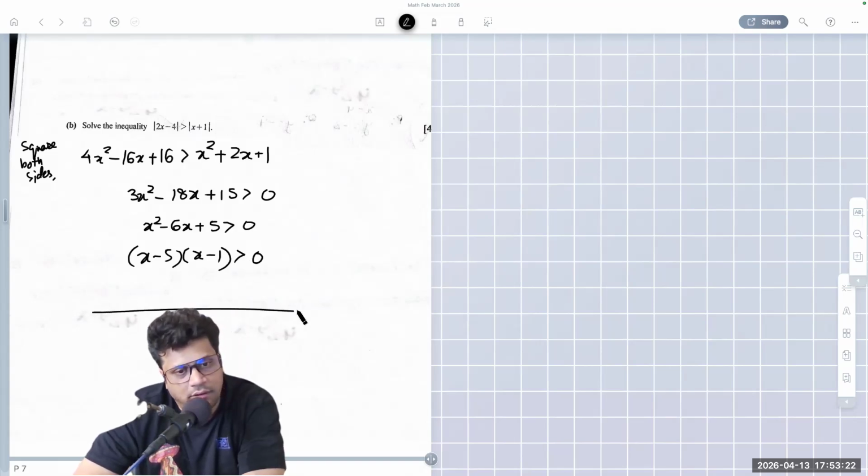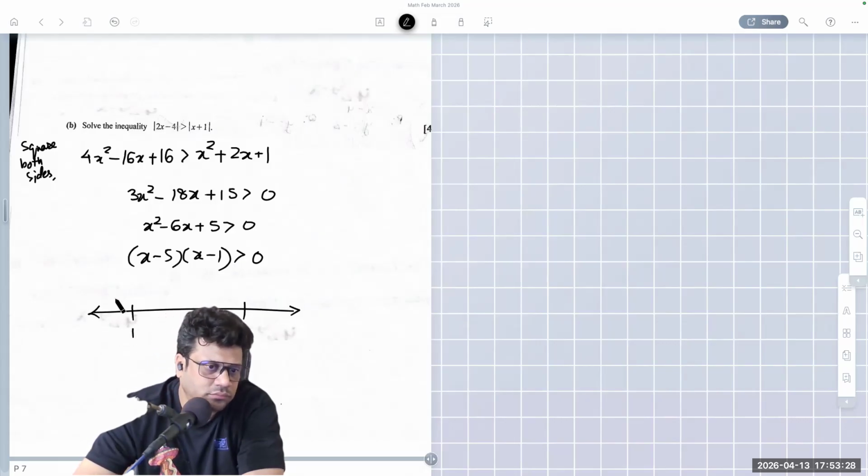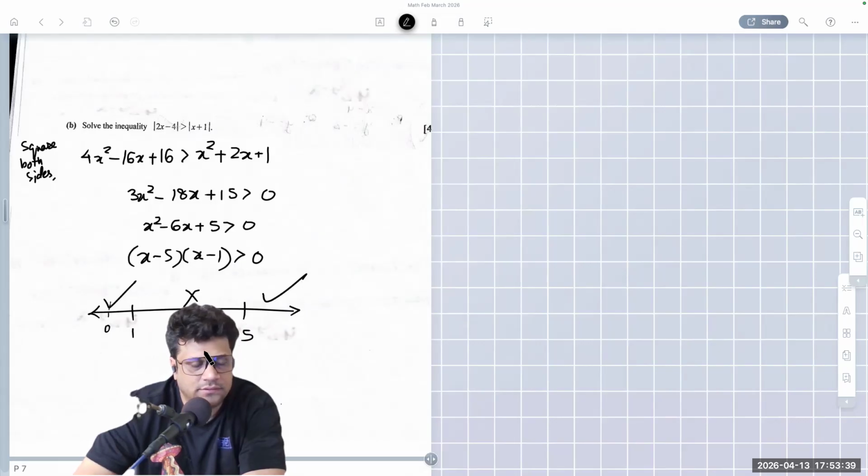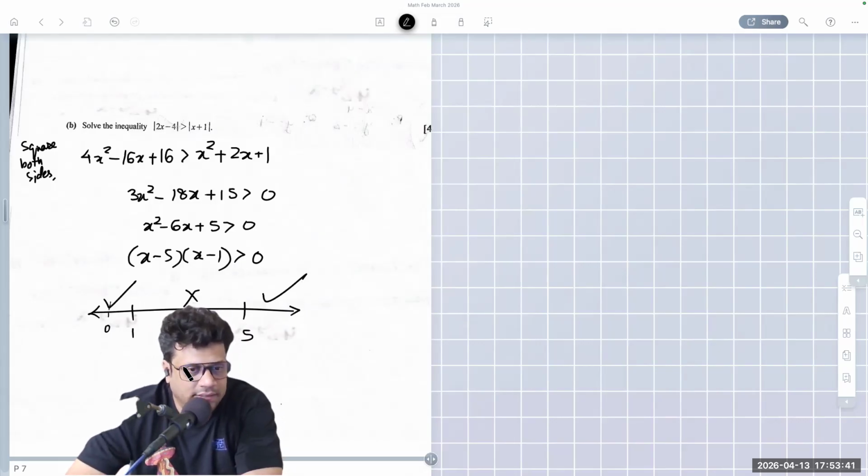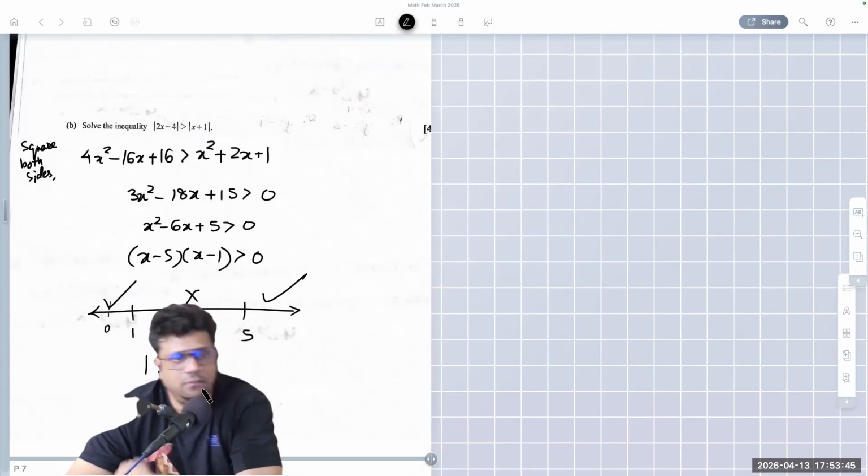And you can draw the number line here. There's a 1, there's a 5, and take any number. Let's take a 0 somewhere here to check. 0 minus 5, 0 minus 1, that's plus 5, that's positive. So there, you know that x should be greater than 5 and lesser than 1.